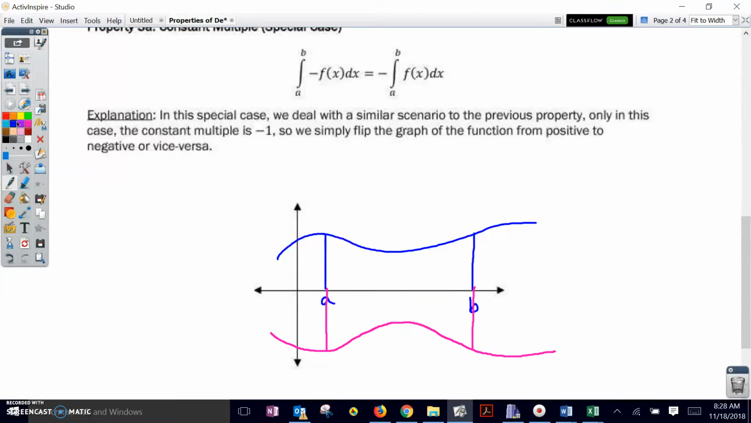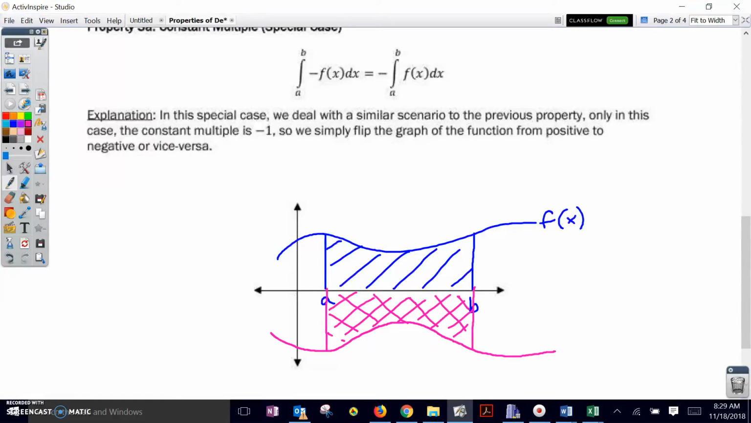The integral from a to b of f of x accumulates all this area here, and the integral from a to b of the opposite of f of x accumulates all this area here, but that area is below the axis, so it counts it as negative value. It's the same amount of area, it's just an opposite sign. And so the integral from a to b of negative f of x is the same as the integral from a to b of f of x multiplied just by that negative.